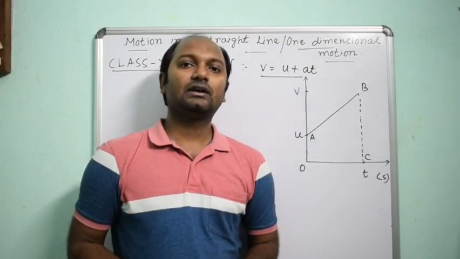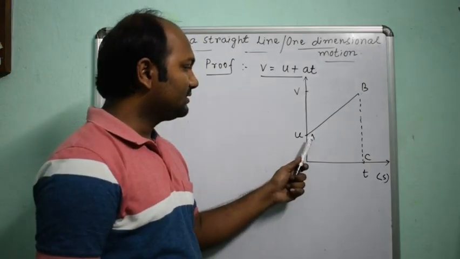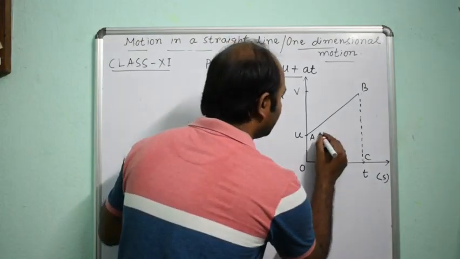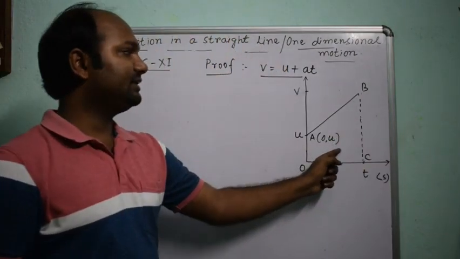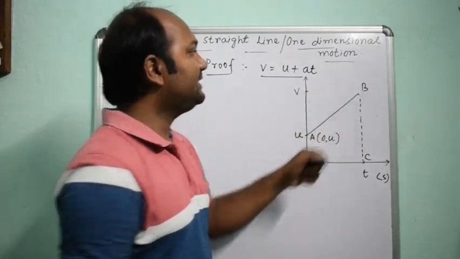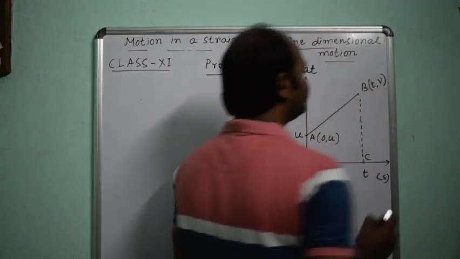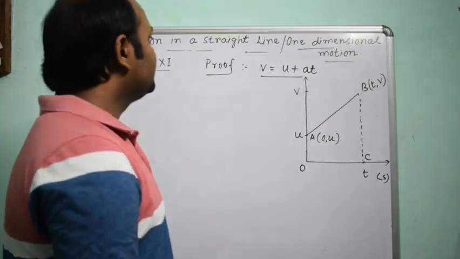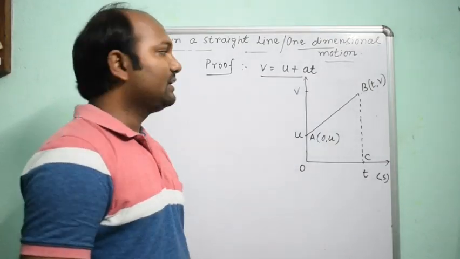Then the coordinate of A, its initial coordinate, is 0, U, and the final coordinate is T, V. Now we will find the acceleration from this graph.